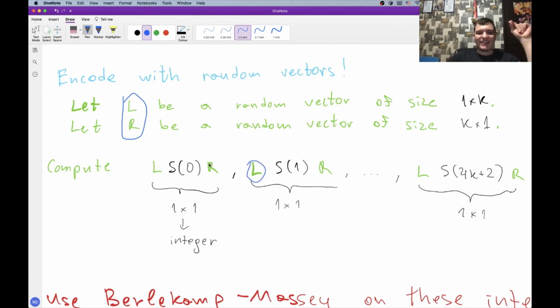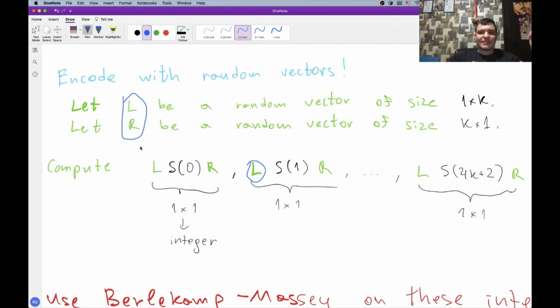This basically means that with very high probability we'll actually find a valid solution. Another way to ensure this is to do a couple of tries for L and R. You generate it once, then a second time, a third time, and a fourth time.